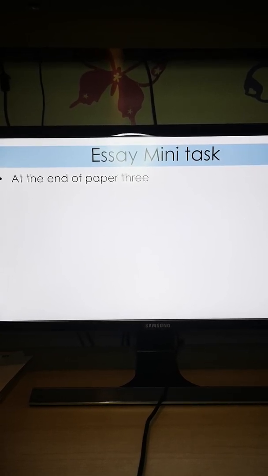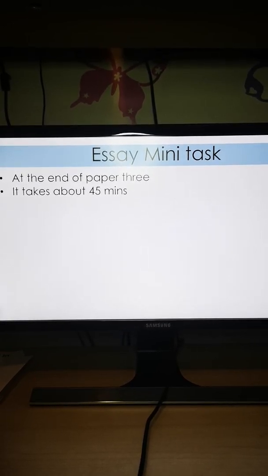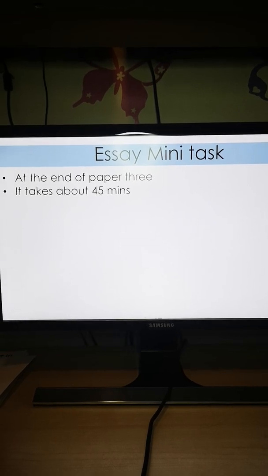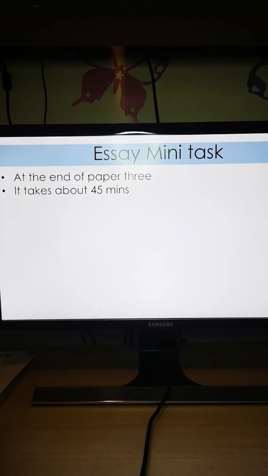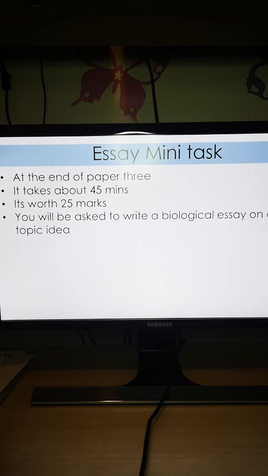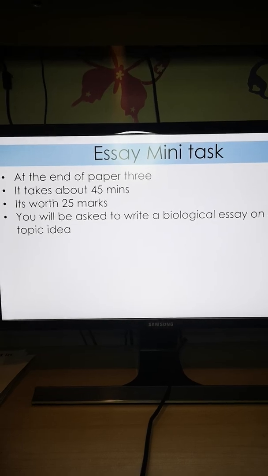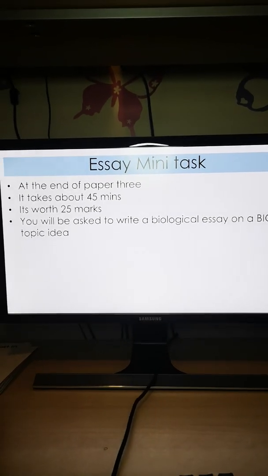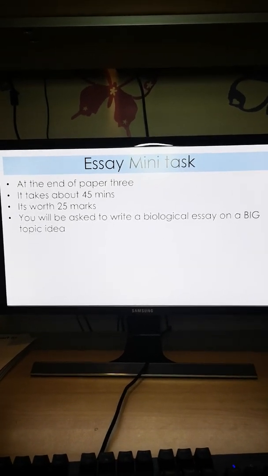That you will know, hopefully most of you, that at the end of paper 3 you will have to write a biology essay. It's only going to take about 45 minutes in that paper, but you will need to try and make it count because it's worth 25 marks on that paper. So it's a big chunk of marks. And you'll be asked to write a biology essay on a big topic idea. So it's not going to be a really small idea, okay? It's going to be a really big idea.